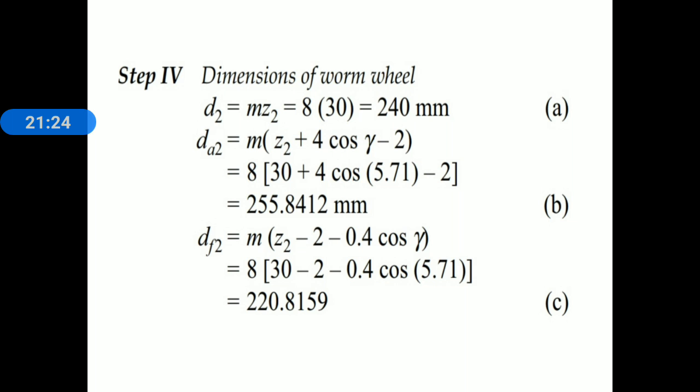And the final dimension of worm wheel, root diameter of worm wheel, denoted by letter DF2, is obtained by the relation m into (Z2 minus 2 minus 0.4 cos gamma). In that relation again we substitute the values of known parameters. 8 into (30 minus 2 minus 0.4 cos 5.71). Simplify that and we get the root diameter of worm wheel DF2 is equal to 220.8159 millimeter. Consider equation number C.